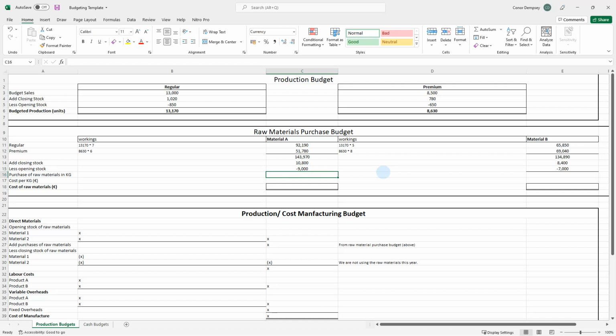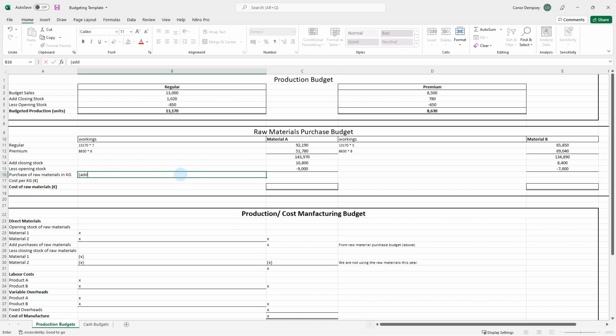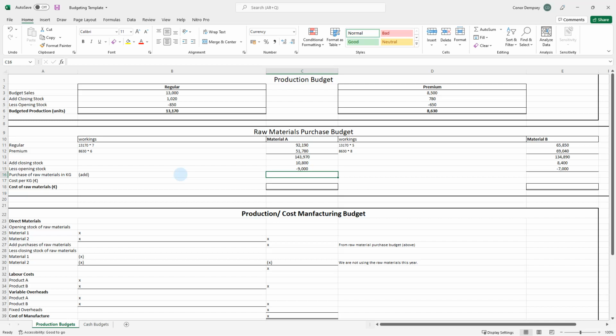material A. Now, the purchase of raw material in kg, we just add. So when you put that into the calculator, what you should get is 145,770. I hope it doesn't give me euro, but it did, so I'll switch that. And then for material B, when you add that all together, it should be 136,290.